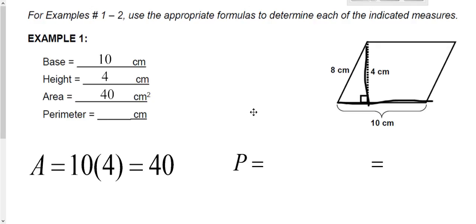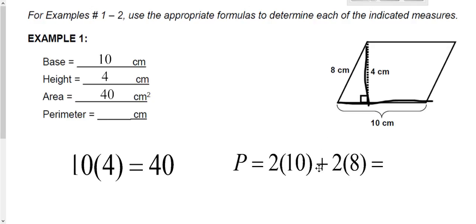So our perimeter is 2 times this side plus 2 times this side over here, which is 8, not the height. So 2 times 10 plus 2 times 8, which equals 36 centimeters for the perimeter. So there's a basic problem.